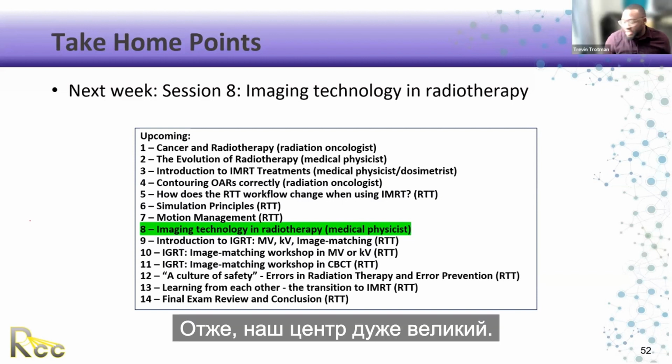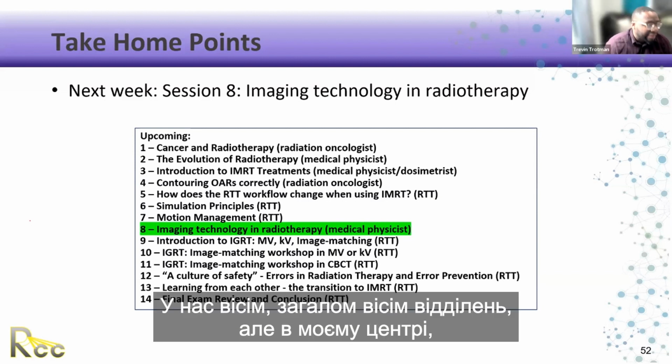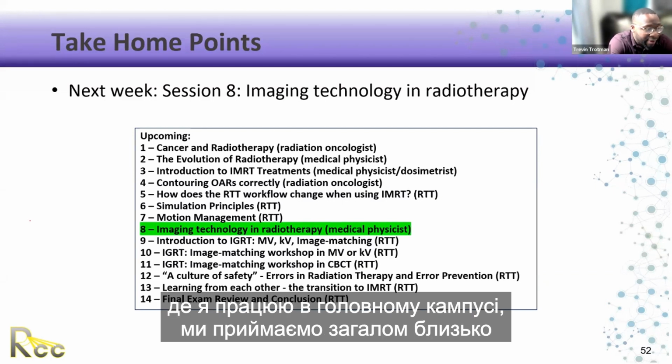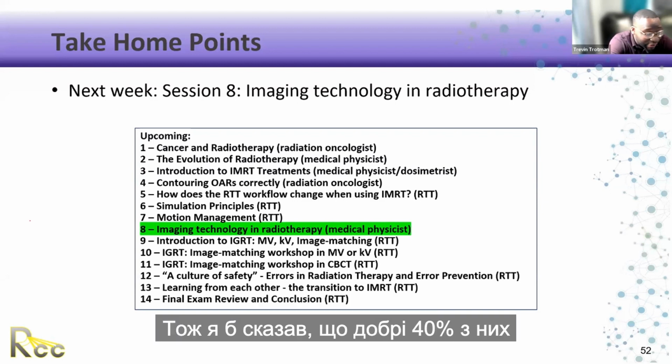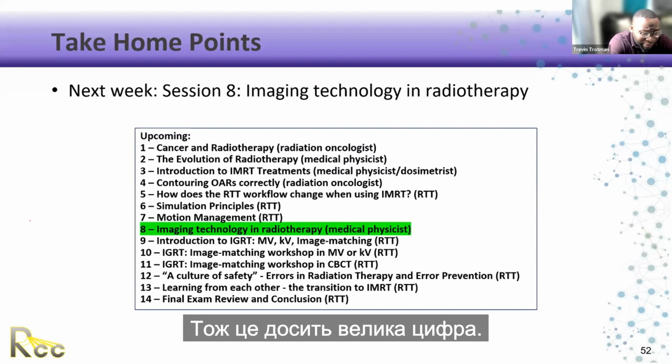Okay, so our center, we're very big. We're a total of 8 sites, but my center where I work at the main campus, we see a total of about 900 patients, because we have 10 LINAC machines. So I would say a good 40% of that's lung cases. So it's a pretty big number.